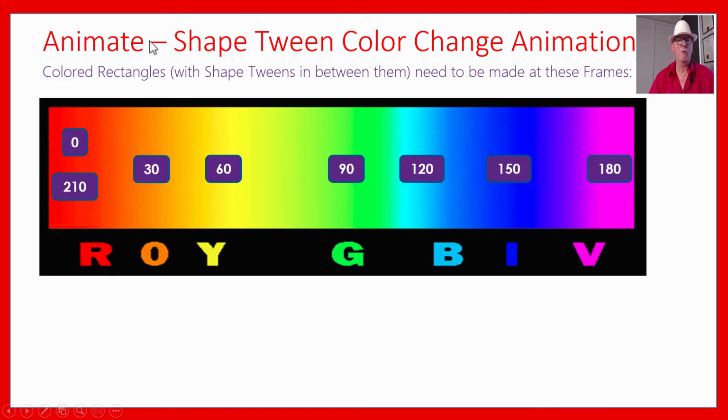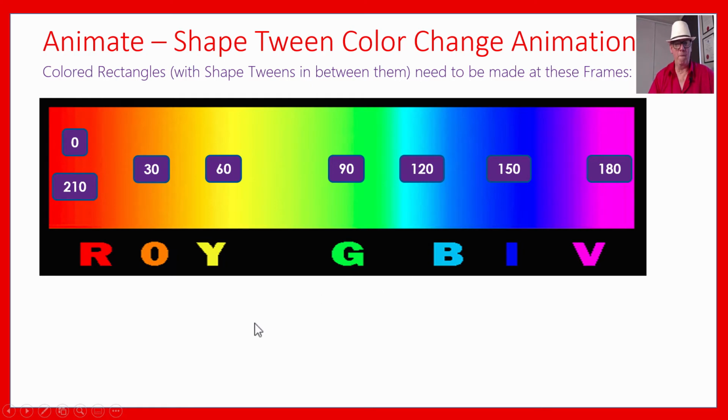All right, so the colored rectangles with the shape tweens: orange was at 30, yellow's going to be at 60. We need to do a green one at 90. So we're going in 30, 60, 90, 120, 150, 180. So the green one will be at 90, blue at 120, indigo dark blue at 150, and the violet one at 180.